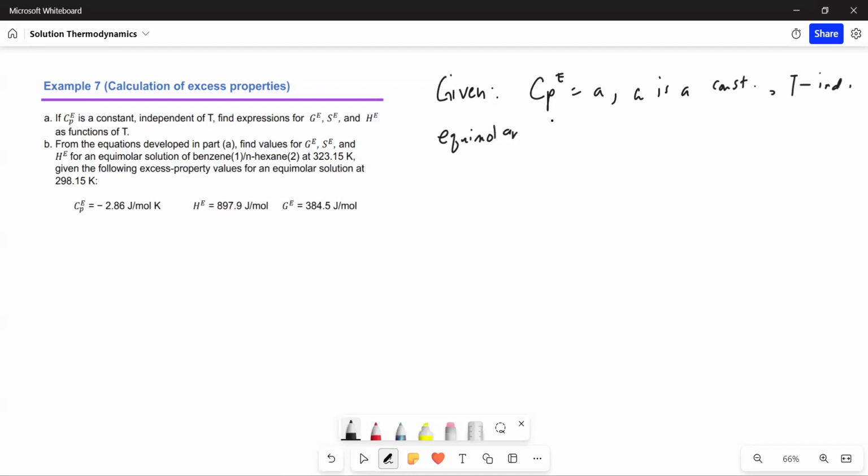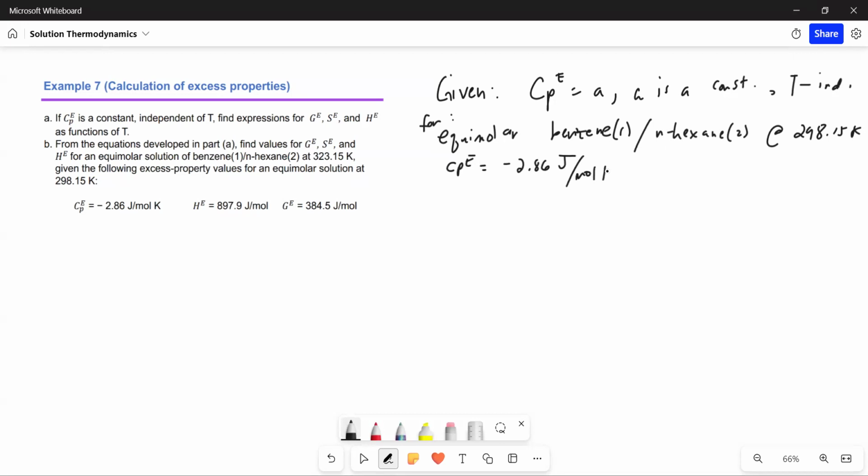Equimolar benzene, so this is species 1, and N-hexane, species 2, at 298, so this is given in Kelvin. So for an equimolar solution, the CPE is negative 2.86 joules per mole Kelvin.